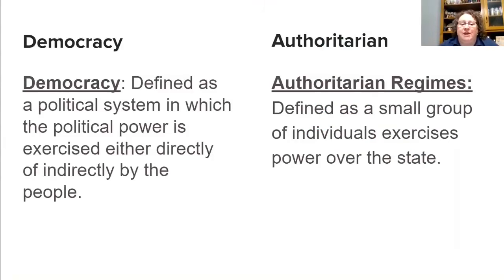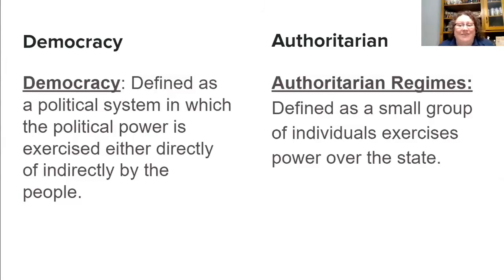So our types of regimes, we have democracies and we have authoritarian regimes. The most extreme authoritarian regime, if I can think about 2 for a minute, would be a totalitarian regime. So we think about Stalin or Hitler, but authoritarian is that small group or an individual who exercises the power of the state. And a democracy, on the other hand, has power that is directly or indirectly held by the people. So that consent of the governed gives them the authority to rule.